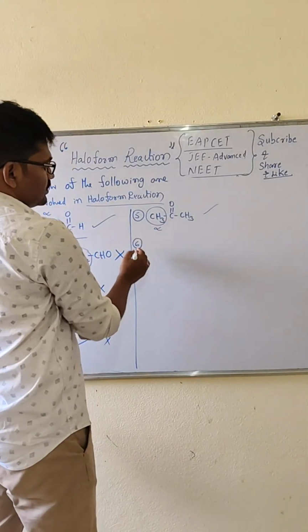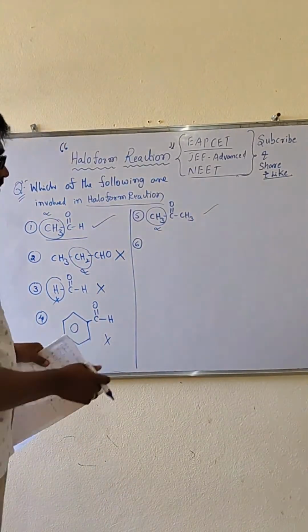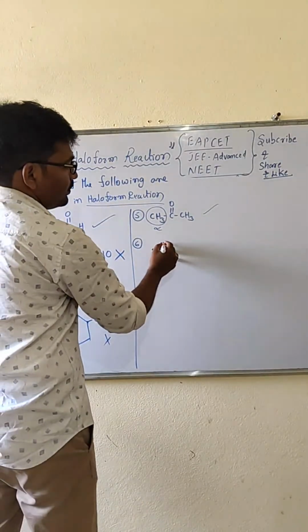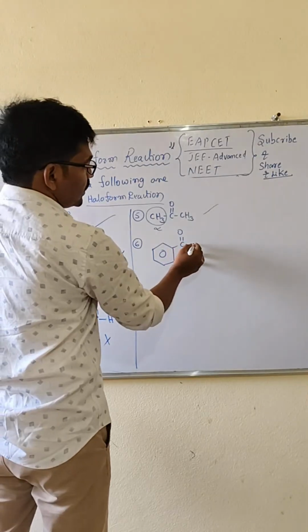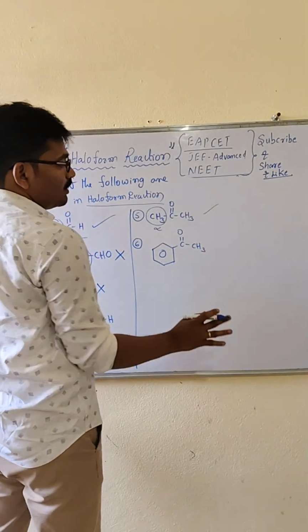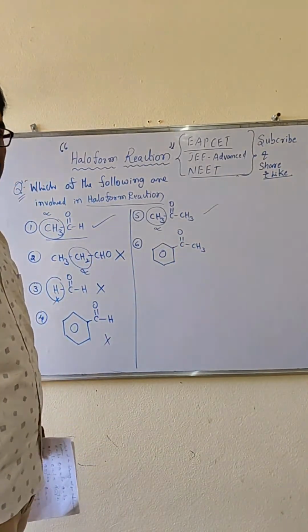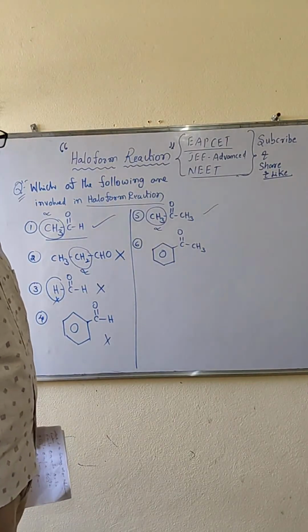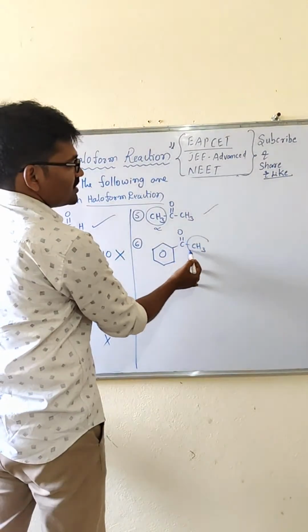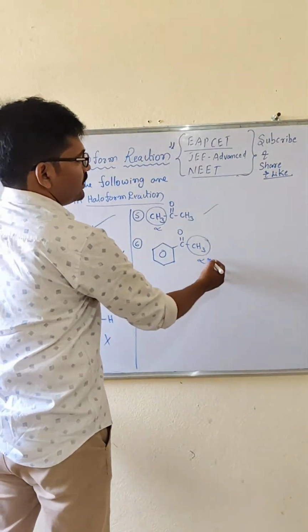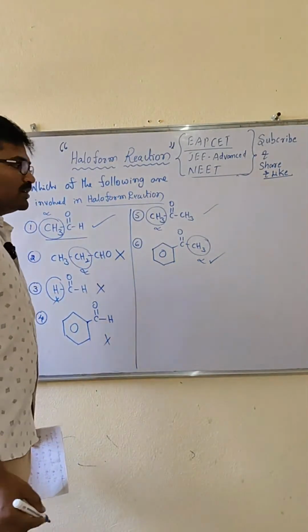Then the sixth one: look at the sixth one. Benzene attached with C double bond O CH3. Now, is that involved in the haloform reaction? Tell me, my dear students. Yes, exactly, it is involved in the haloform reaction, because this is the alpha position methyl group. So it will be involved in the haloform reaction.